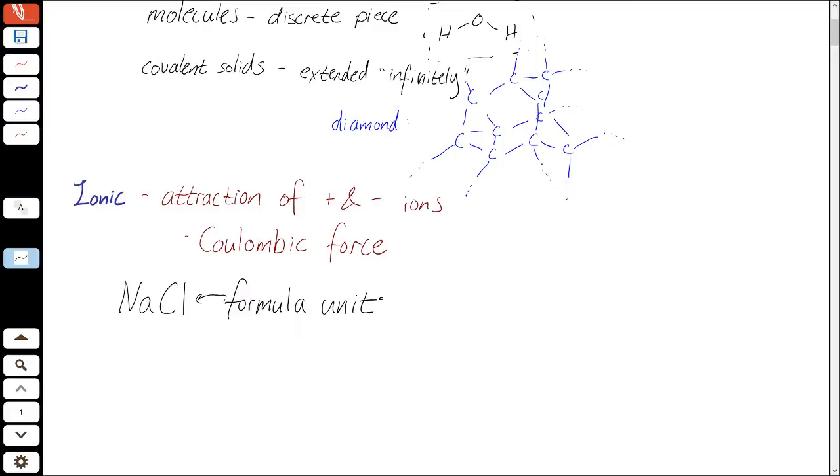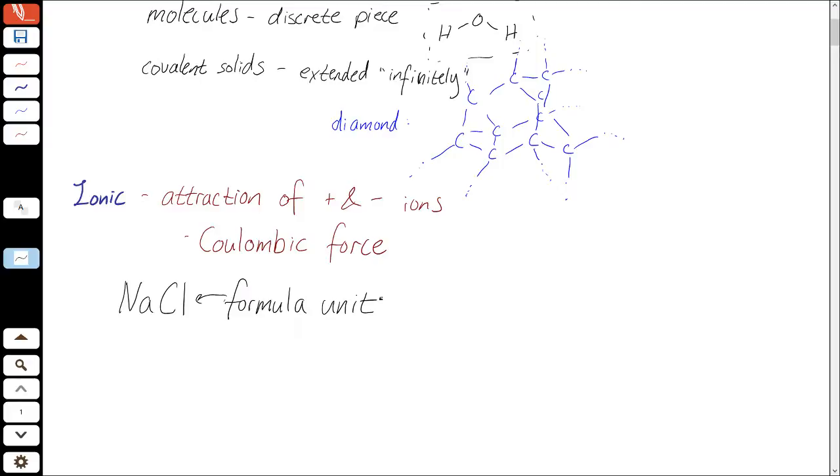For an ionic compound, we always just reduce the numbers as low as possible to make a ratio. So NaCl does not mean 1 sodium atom connected with 1 chloride atom in a molecule. It means we have this large ionic compound where there are sodium cations and chloride anions, and there's a ratio of 1 to 1. For every sodium cation, there's a chloride anion.